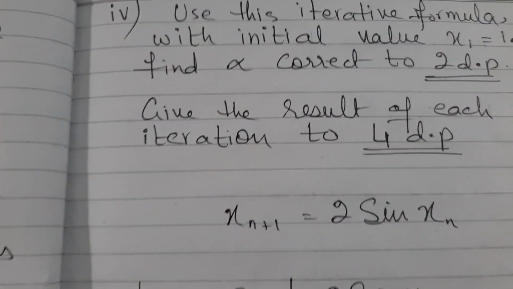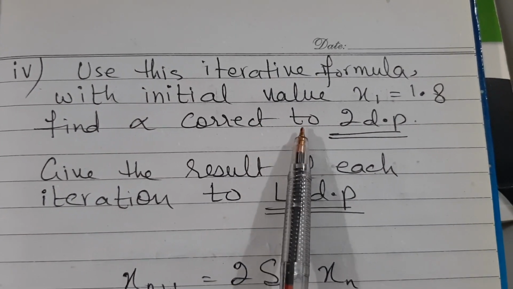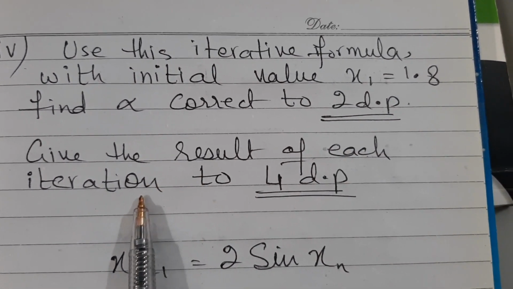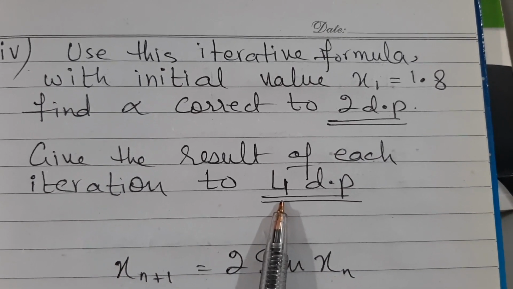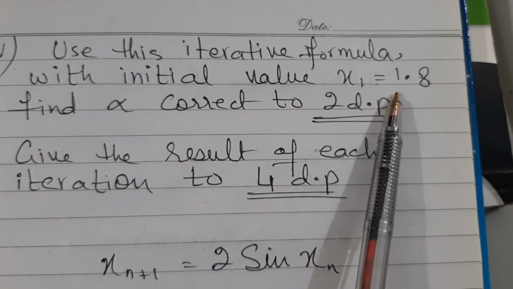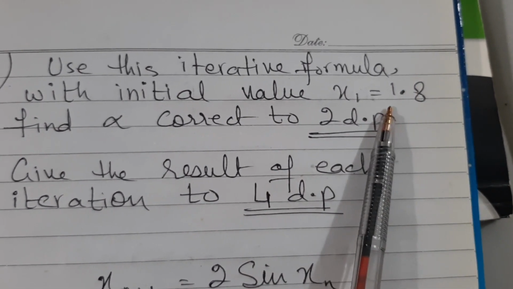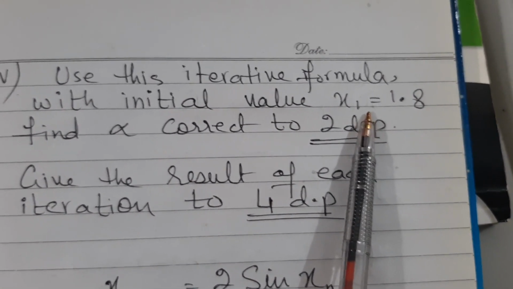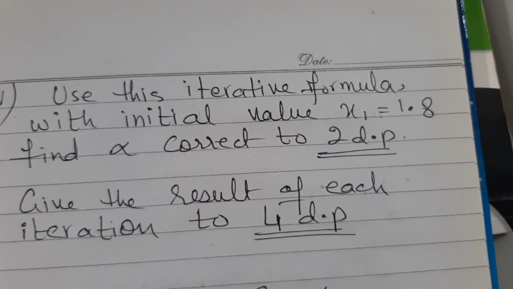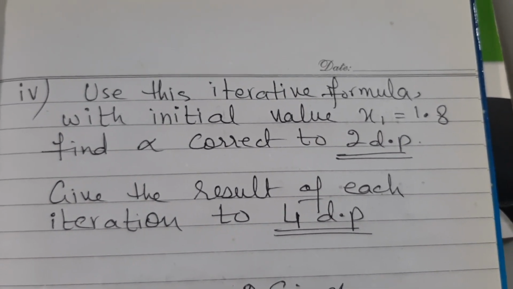So let's do it. Now we have to show the final answer in 2 decimal places, and all the iteration results we will show in 4 decimal places. And we have to begin with what? 1.8. If it is not given to you to begin with this, what will you do? What did I tell you? The two values of x between which the root lies, you start with one of them, and if it diverges, you start with the other one.